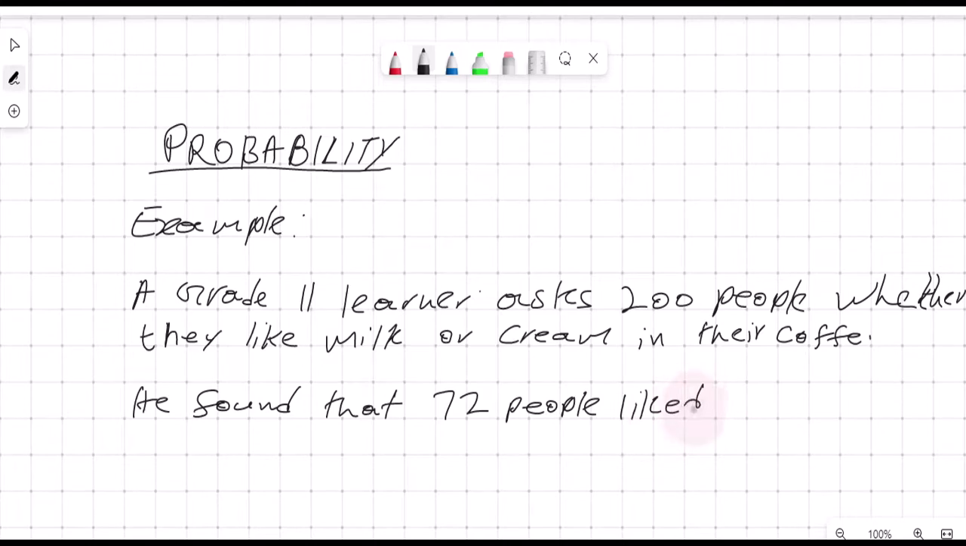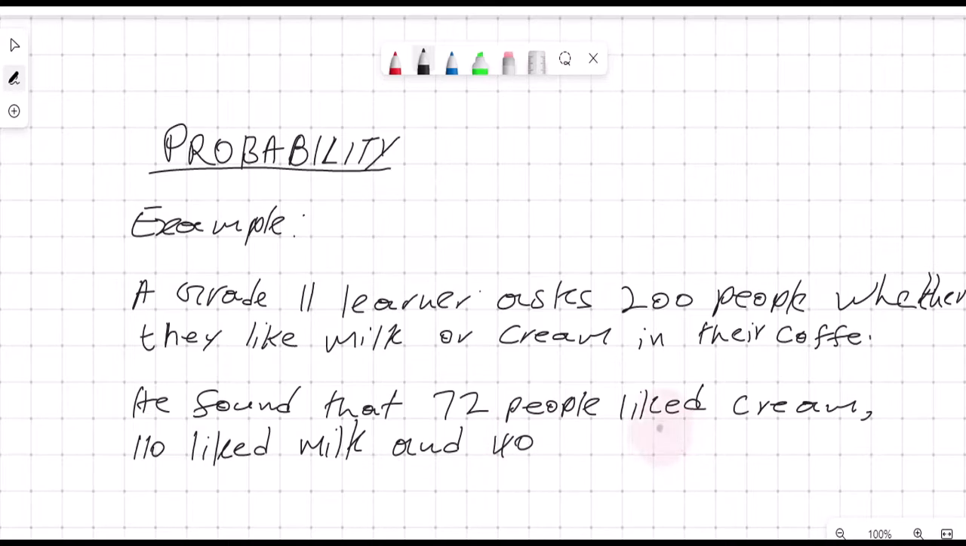72 people liked cream. 110 liked milk, and 40 liked milk and cream.